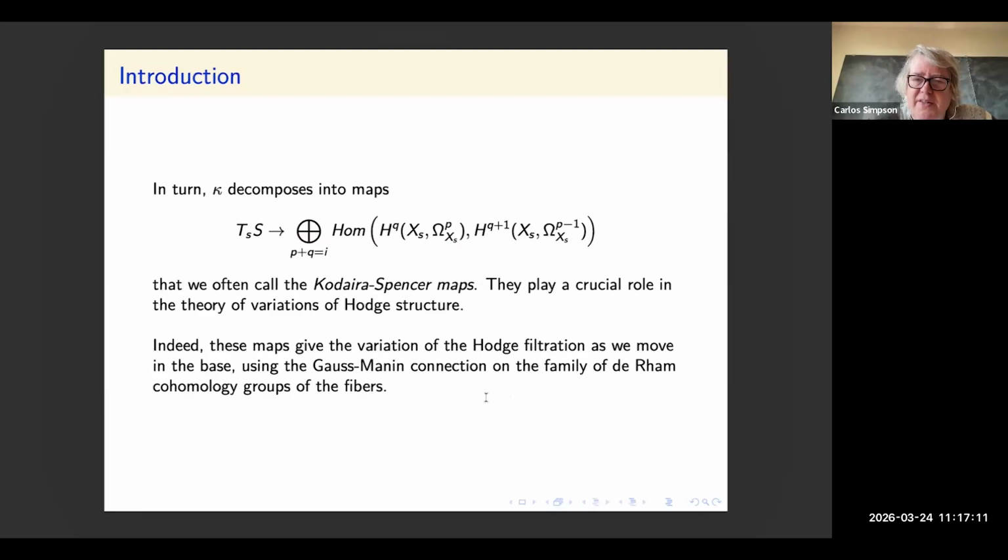So this Kodaira-Spencer map decomposes as a direct sum of maps from H^q of Omega^p to H^(q+1) of Omega^(p-1). We call these the Kodaira-Spencer maps, and they play a crucial role in the theory of variations of Hodge structure, as I think everybody knows. These tell you how the Hodge filtration varies as you move in the base with respect to the fixed frame that you get locally by using the flat Gauss-Manin connection on the family of de Rham cohomology groups of the fibers. So our goal here is going to be to extend this theory a little bit into higher homotopy.